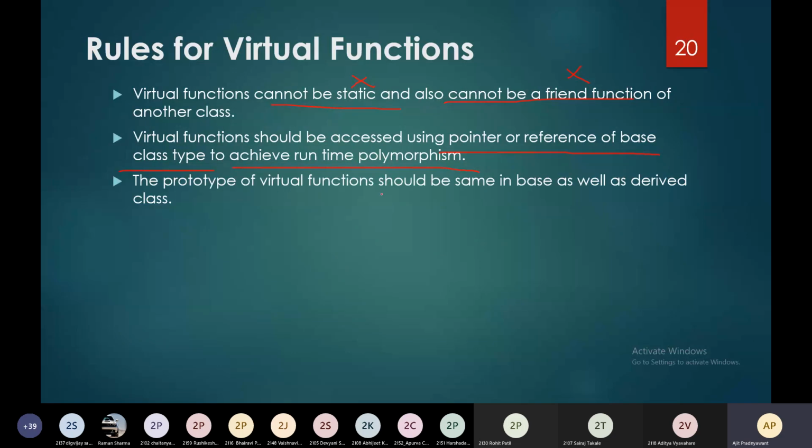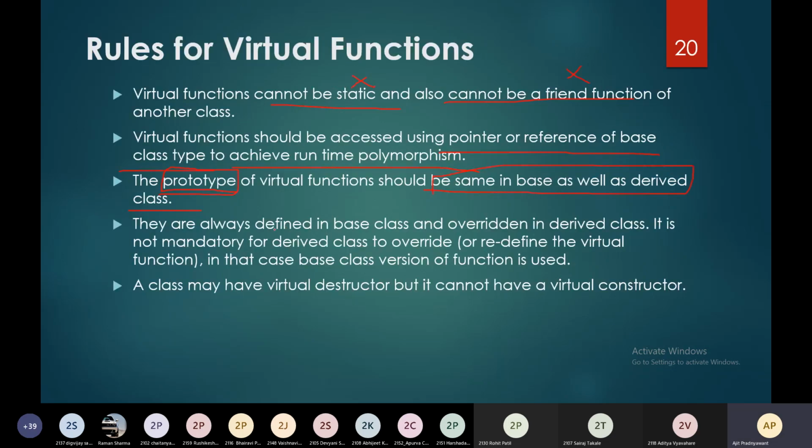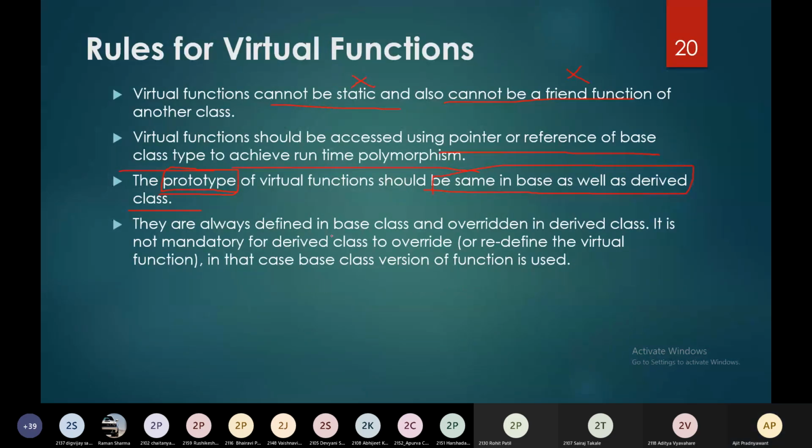The prototype of a virtual function should be the same in the base as well as the derived class. Prototype is nothing but the signature of the method. It must be the same in base as well as derived class. They are always defined in the base class and overridden in the derived class. It is not mandatory for the derived class to override or redefine the virtual function. In that case, the base class version of the function is used. There is no compulsion to override the function that you have made virtual.